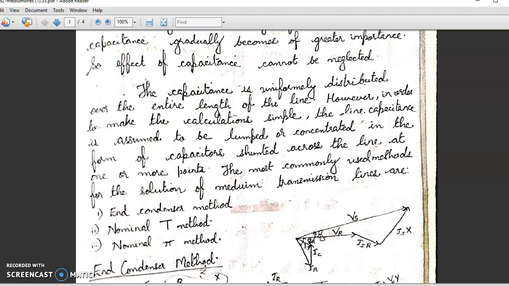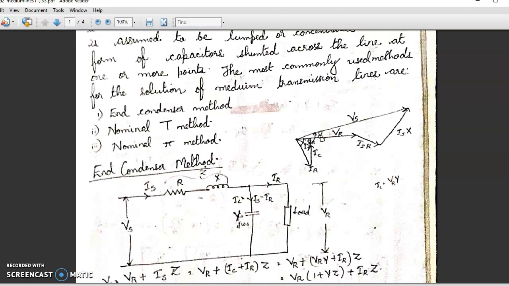Now, depending upon how we place the capacitance or the capacitor, there are three commonly used methods for the solution of medium transmission lines, and they are the end condenser method, the nominal T method, and the nominal Pi method. So we'll discuss them one by one. First is the end condenser method.